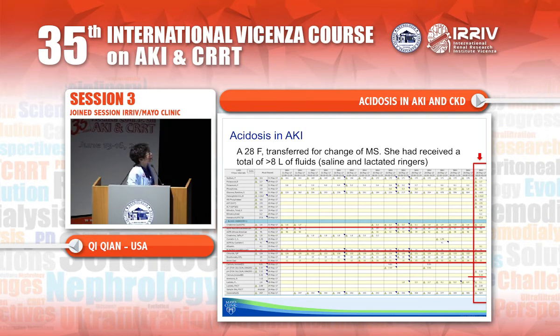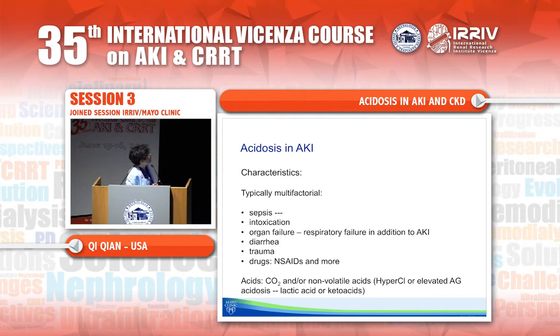So that kind of situation is the patient you see, at least in my practice, with acidosis and AKI. What I illustrate here is acidosis in AKI in the hospital setting. They're typically multifactorial. It varies: the patient presents with either sepsis or all types of intoxication. It could be organ failure. It could be respiratory failure in addition to other organ failure. It could be severe diarrhea, trauma, and many medication intoxications.